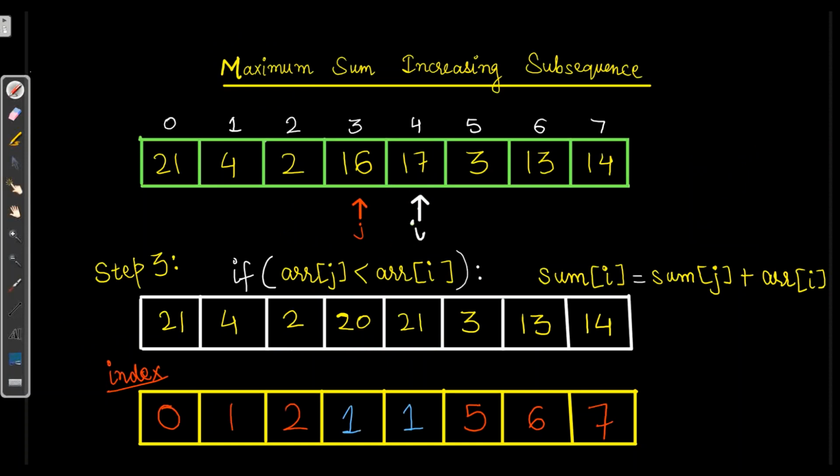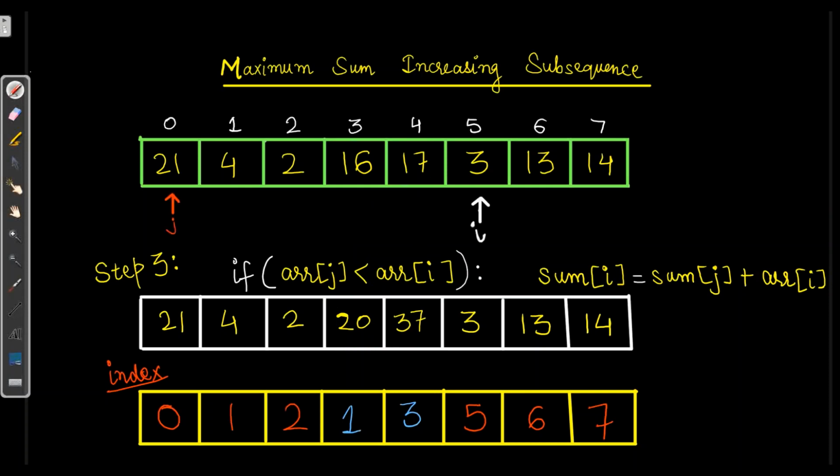Now again, j will be shifted to third index and will check whether 17 is greater than 16. Yes. So here I'll take the value from the sum array, which is 20, plus the original value, which is 17. 17 plus 20 is 37. So I'll write 37 over here because 37 is greater than 21. And here I have taken from third index. So I'll write 3 instead of 1 like this.